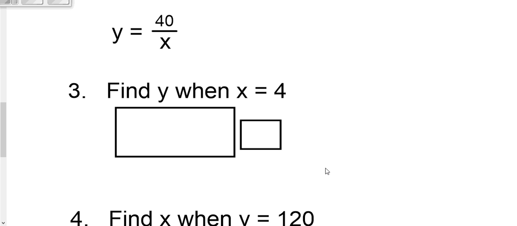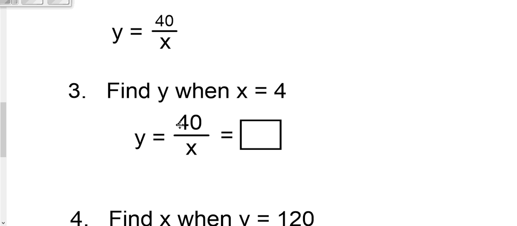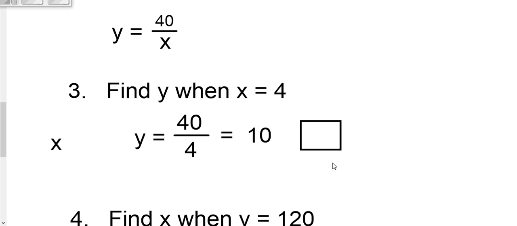The third part, it says find y when x equals 4. Well, that's simple to do now that we've got the equation for this situation. We know that y equals 40 divided by x, so we just substitute the 4 in for x, so I'm going to put it right here. So now we know y equals 40 divided by 4, which equals 10. So y equals 10 when x is 4.